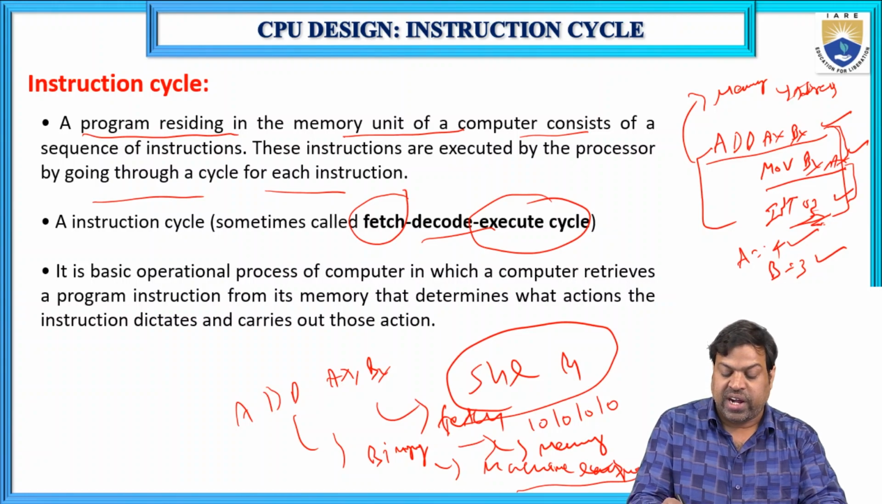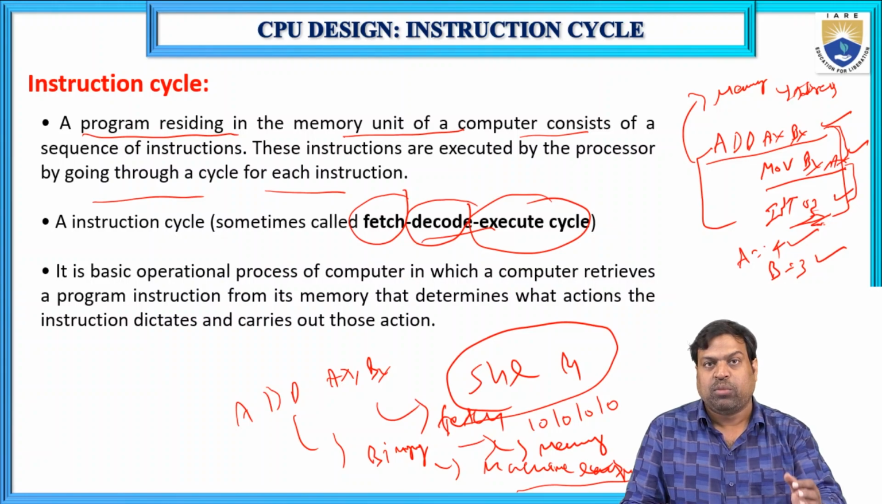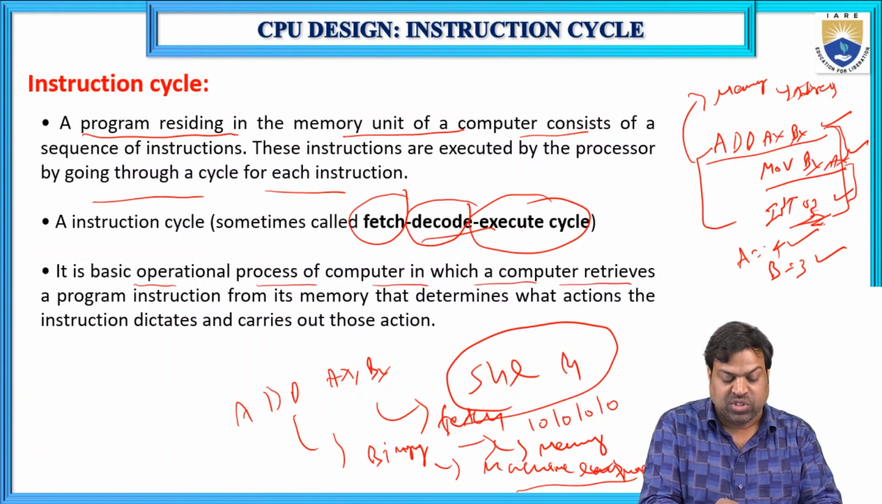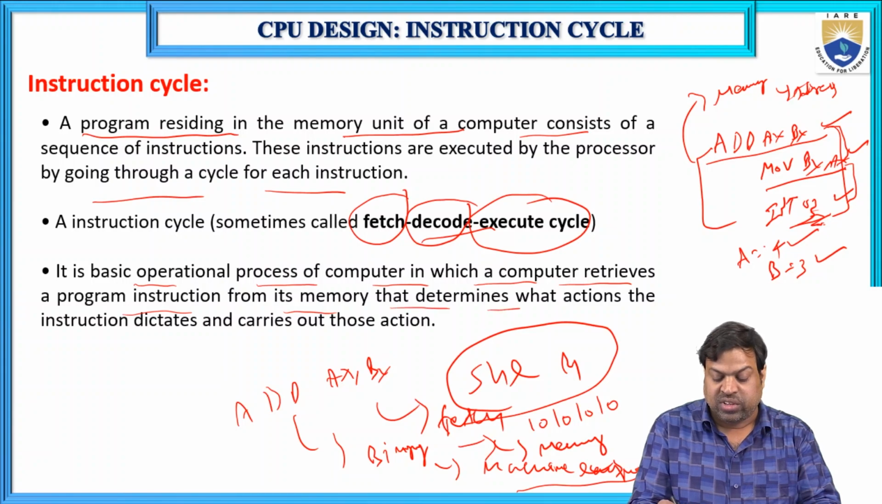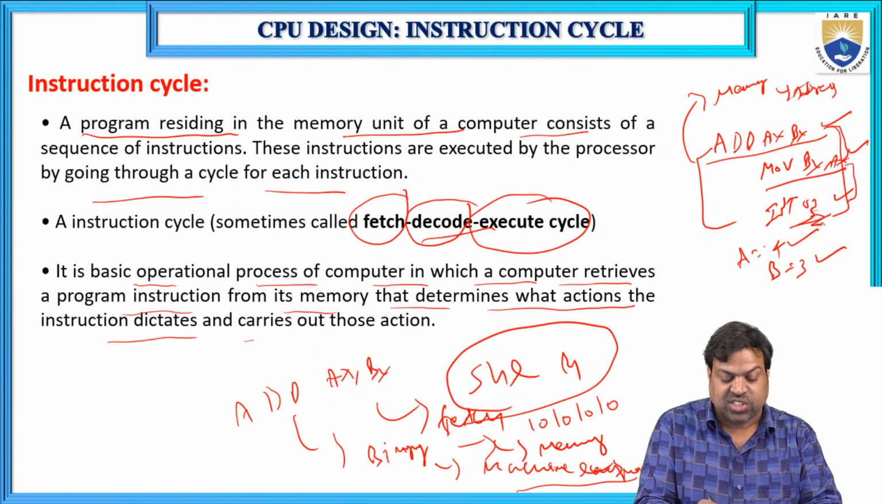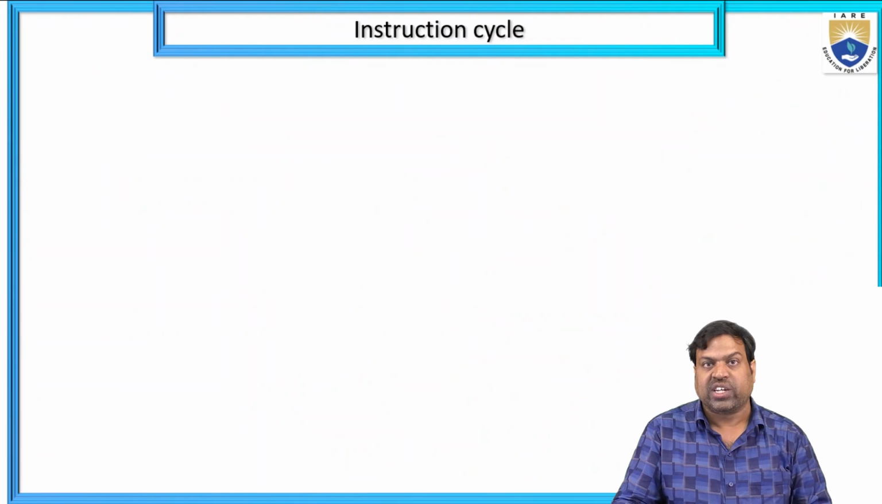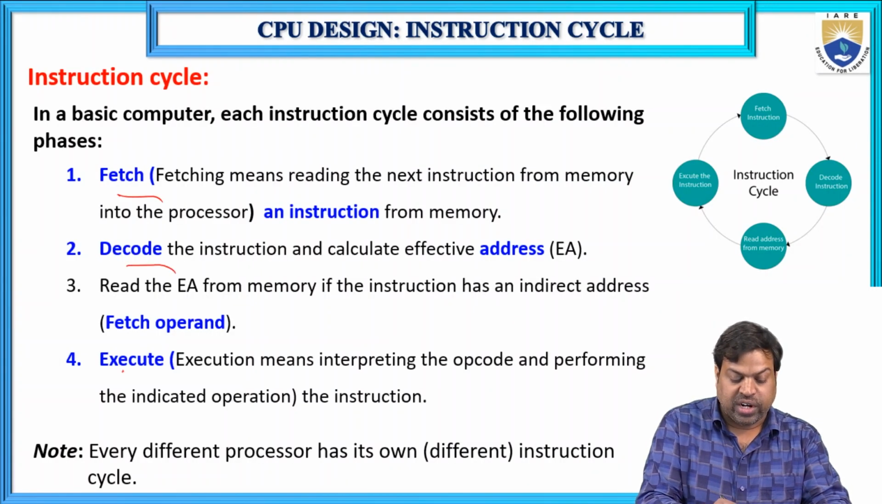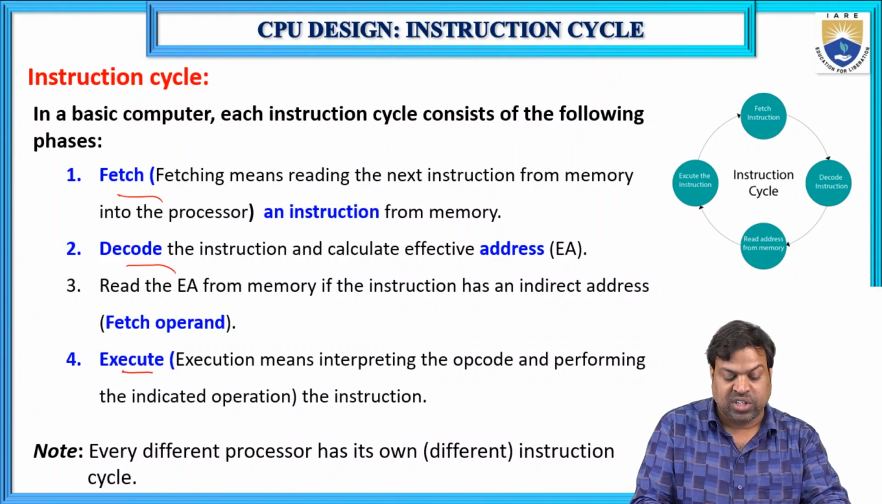That is fetching, and after the fetching, the data is converted to machine language. Our program is in a high level language, converted to machine language. This machine language is executing. After the execution, it asks for the values, a value and b value. It is the basic operational process of a computer in which a computer retrieves a program instruction from its memory and determines what actions the instruction dictates and carries out those actions. So the instruction cycle: fetching, decoding and executing. These are the 3 major things.